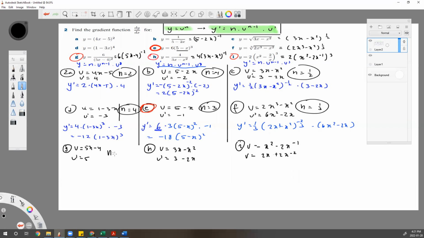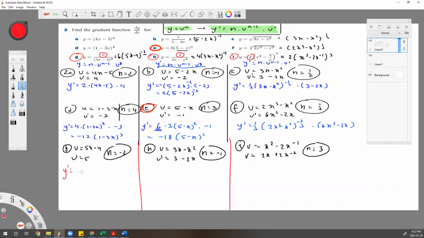Forgot n. N equals -2. N equals -1. I circle to make it more uniform. N equals 3. Be careful of the 6, 4 and 2. So y accent will be, write down the 6 first and then continue the rest. Times -2 and times u power -2 minus 1 times 5, right? And then 6 times -10 is -60, 5x minus 4 power -3.